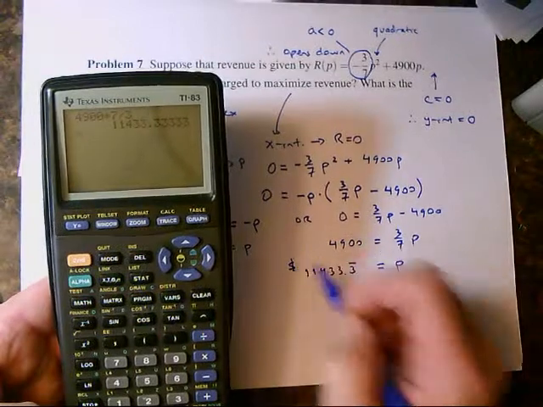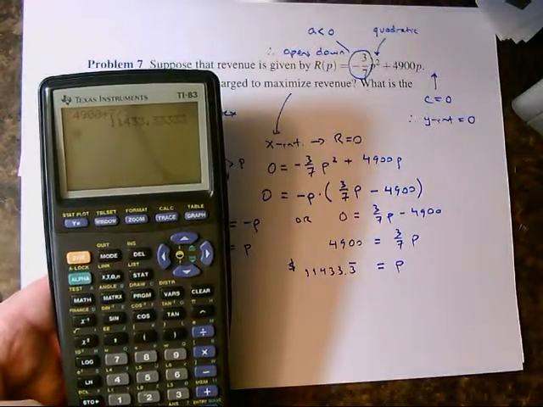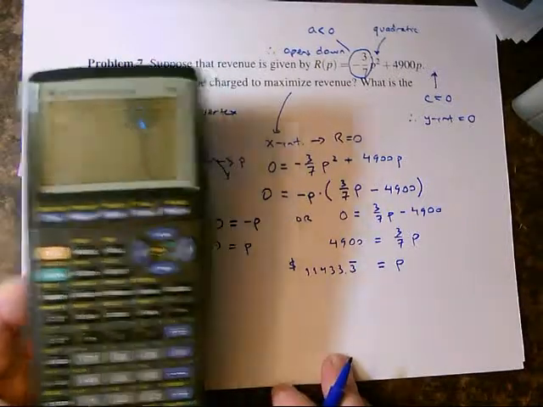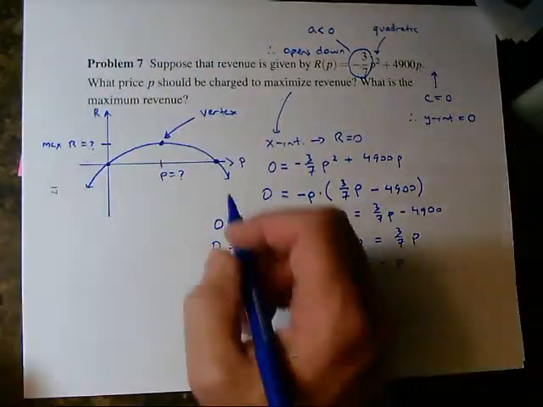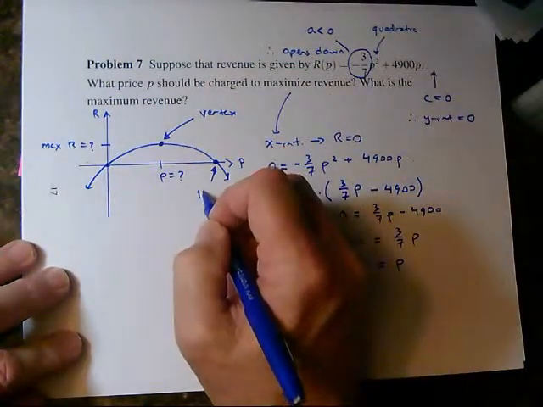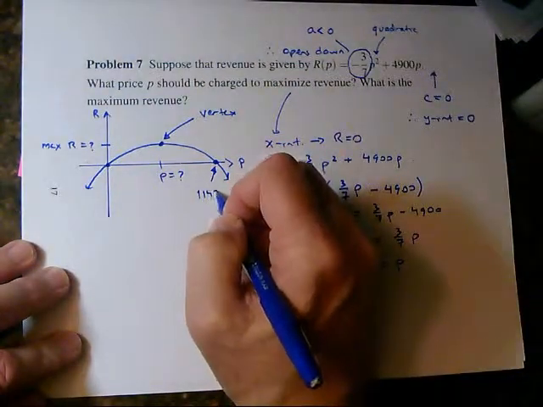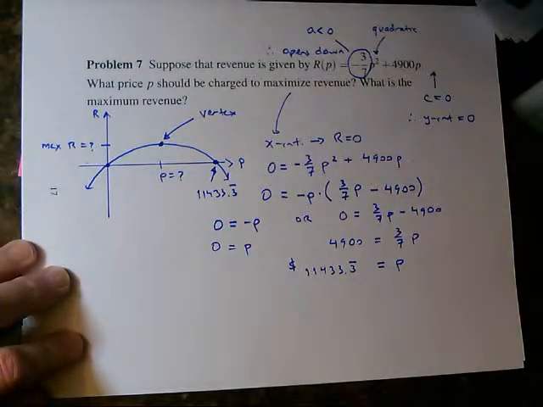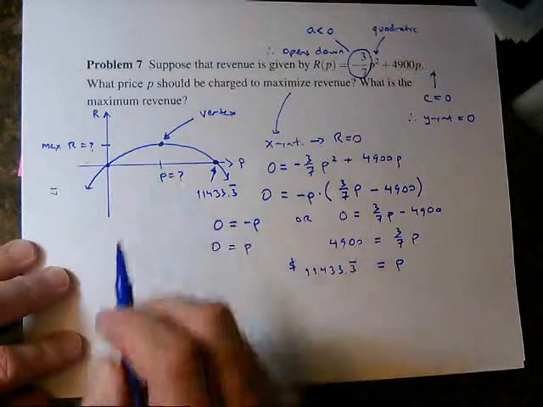I'm going to put a $ unit on that just to remind myself that I do have to think about units occasionally. Well, that gets the second x-intercept, 11433 and change. We want to know what this x-intercept is.